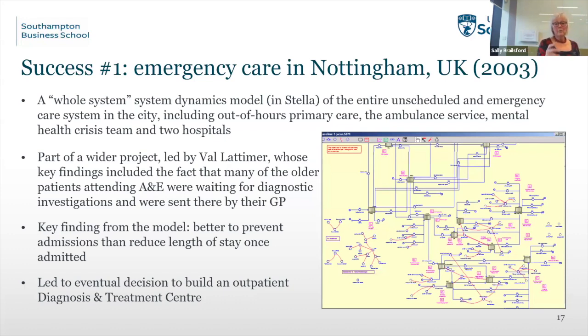And so what came from the model was that once these patients were admitted, it was really difficult to actually discharge them early. And if you could keep them out of hospital in the first place, it was a lot better in terms of bed occupancy and all the other metrics. And so what they actually decided to do in Nottingham was to build an outpatient centre in the grounds of the hospital, which was specifically for these diagnostic cases.